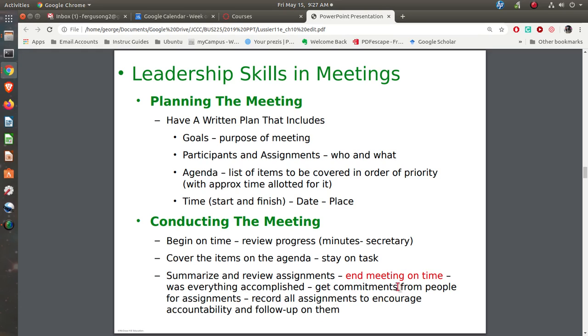At the end of the meeting, you want to make sure that you're summarizing everything and always end your meetings on time. Never let them go over. This is why it's so important to plan that meeting ahead of time, so that you know for each of the agenda items how long it's going to take, and you make sure you get done on time. You start on time, you end on time. Make sure that everything is accomplished. If it does not get accomplished, you put that on an issues chart so that it can be addressed in the next meeting.